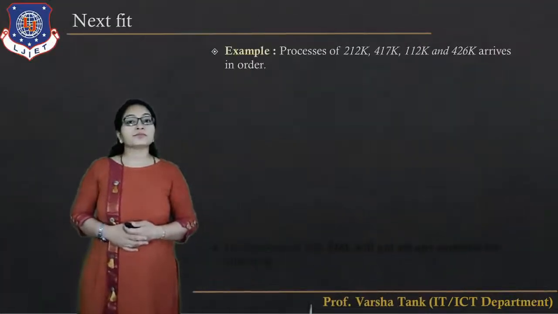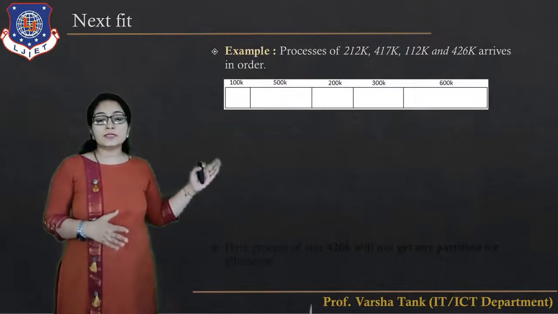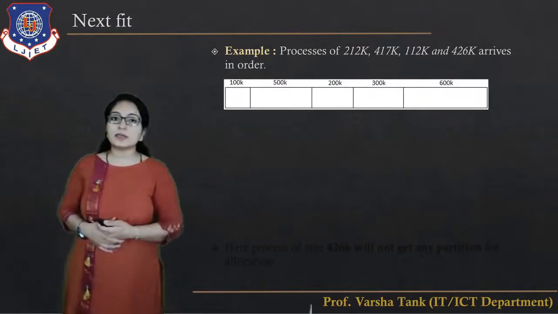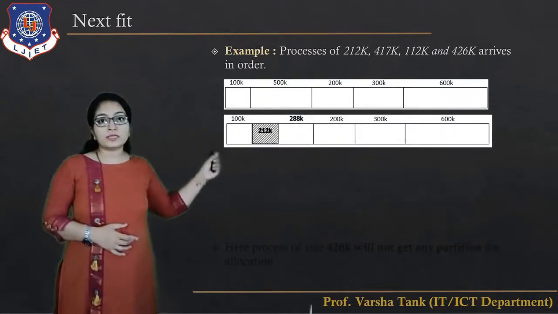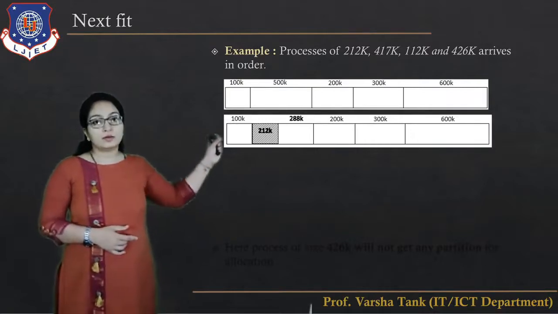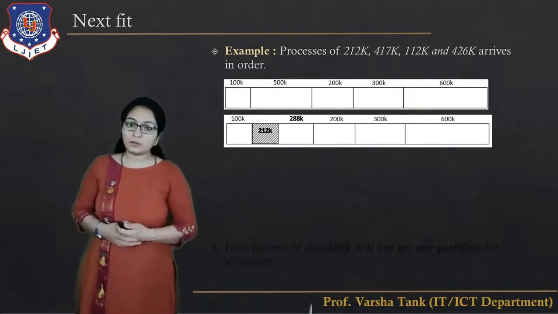Let's see. Same process as I told you, we will follow the same process and the same free allocations. So here the same partitions are given to you. Now the first process is 212K. Here you can see the big enough hole is at 500K, so this 212K will be allocated to the 500K block.